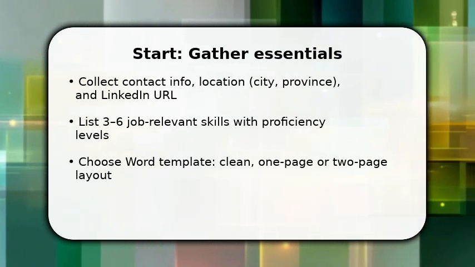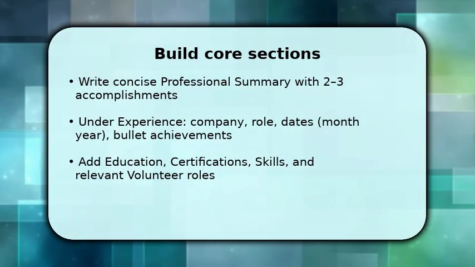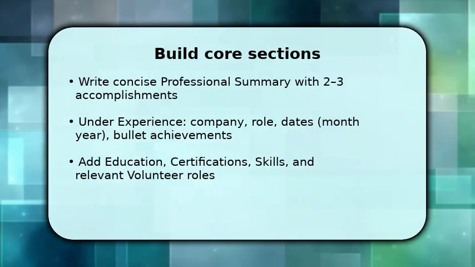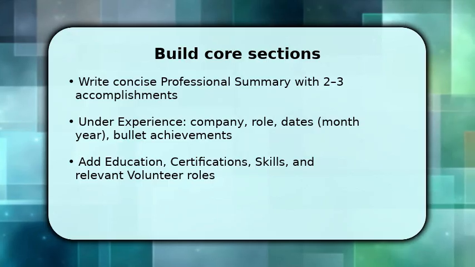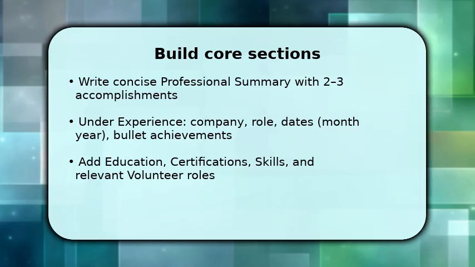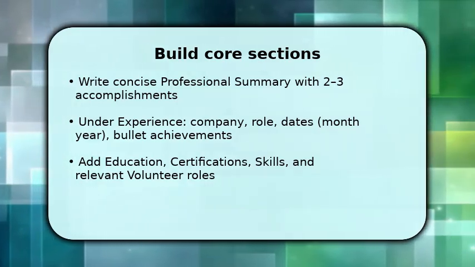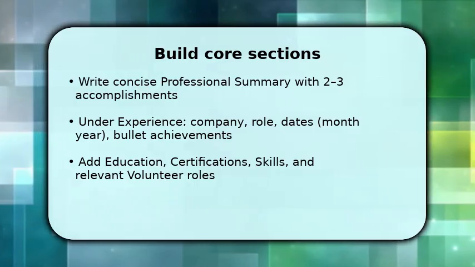Now populate the main sections with measurable detail so employers immediately see fit. For each job, list company, role, and month-year dates, then use 3-6 achievement bullets starting with strong verbs and quantifying results where possible. Prioritize recent and relevant roles. Group older or short-term jobs under other experience.